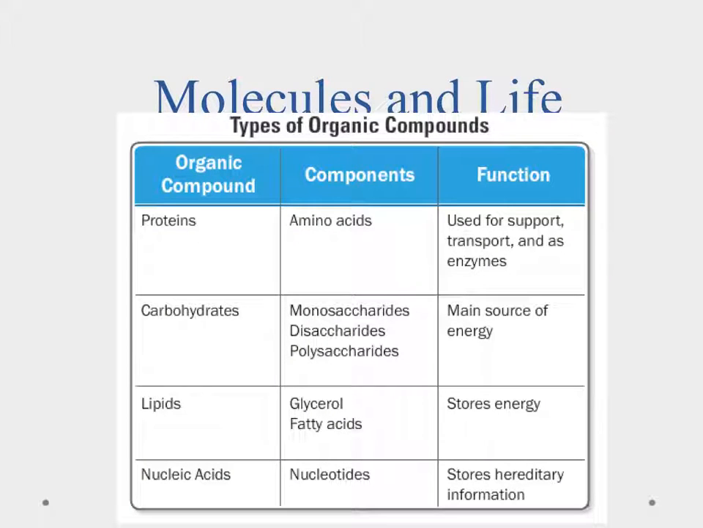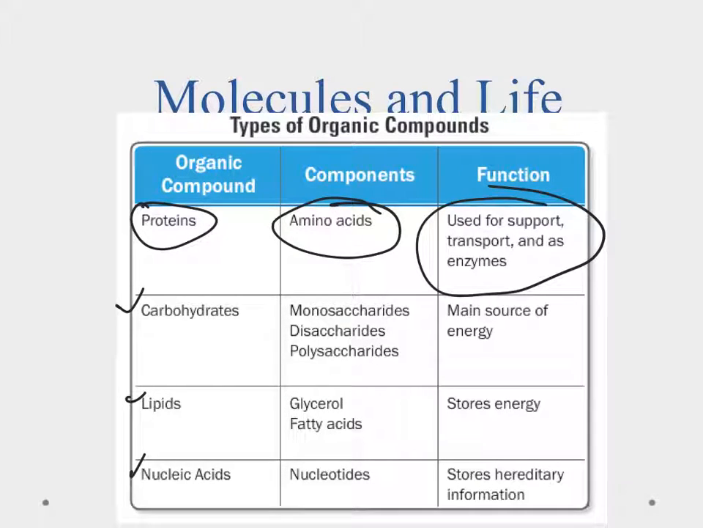Okay, so let's talk a little bit about our molecules in life. There were four types of organic molecules that we talked about in the last unit. We're going to go over them real quickly. They were the proteins, carbohydrates, lipids, and nucleic acids. Now the proteins were made of amino acids, and those are the ones that built us. So they're used for support, transport, and as enzymes, things of that nature.